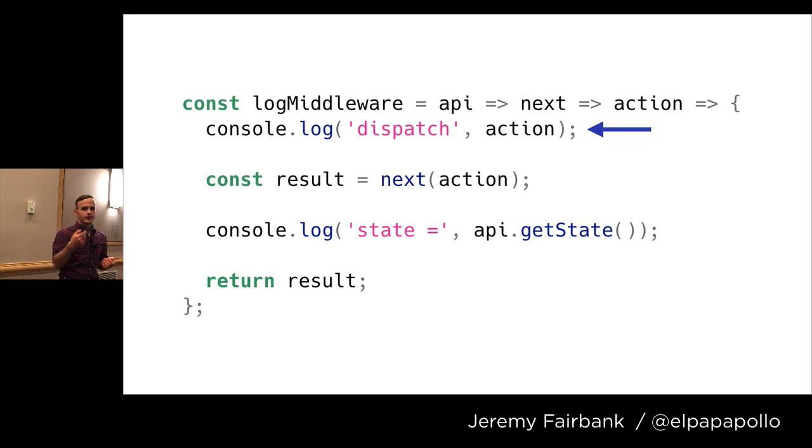So here I can log out the dispatched action. I can pass it on to any other middleware and accept their result in case I need to return it. And then once I've called next, I know that it's probably hit the reducer now. So I can then call API get state to log out the state. And just to be a good citizen, I'll return whatever that result was in case another middleware depended upon that.